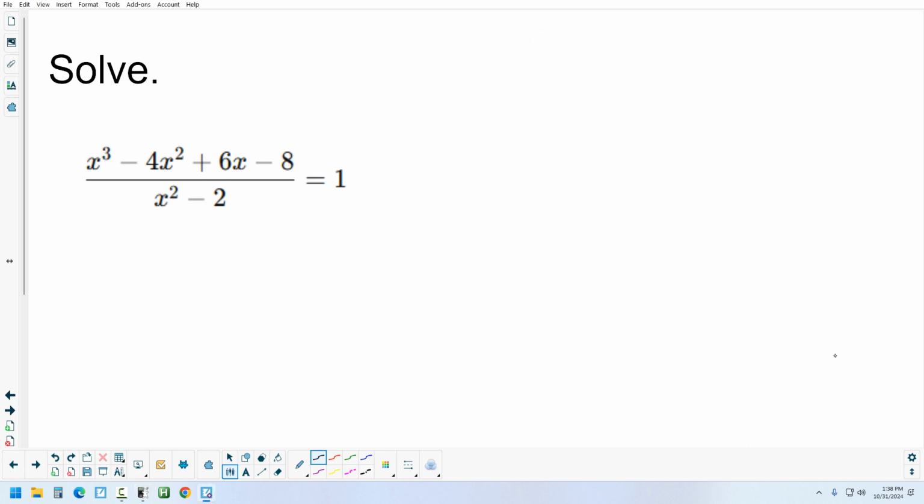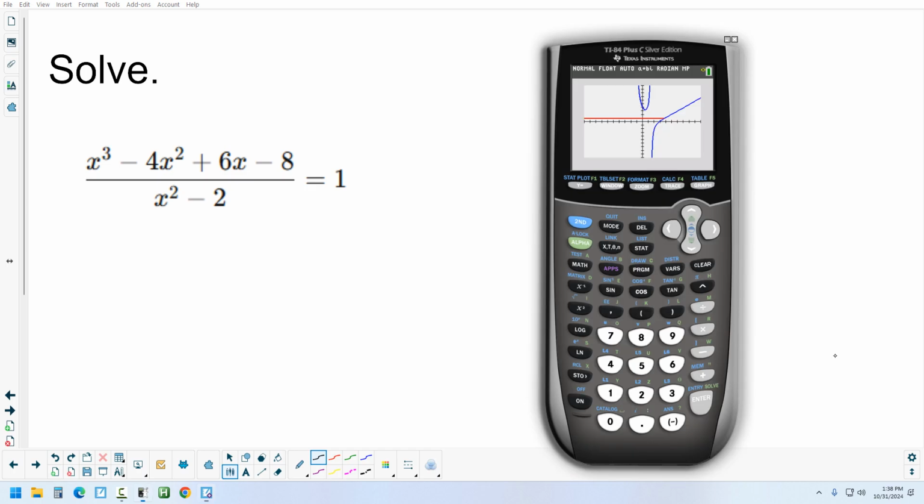Just kind of a side question. What kind of asymptote would that have? Degree in the top is a 3, degree in the bottom is a 2. It's one more. What do we get? Slant. It's a slant. Good. You can see the slant right there.